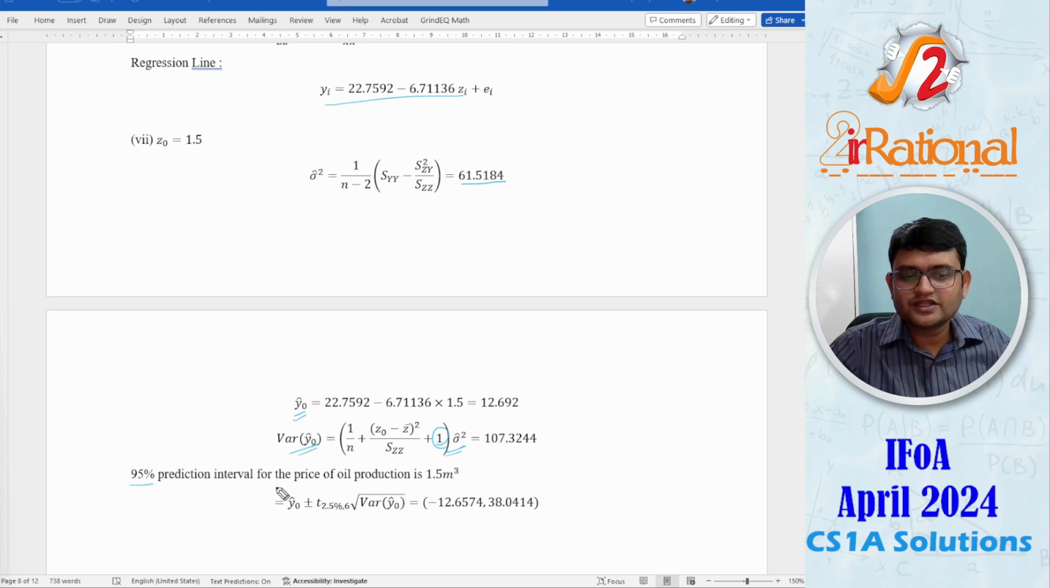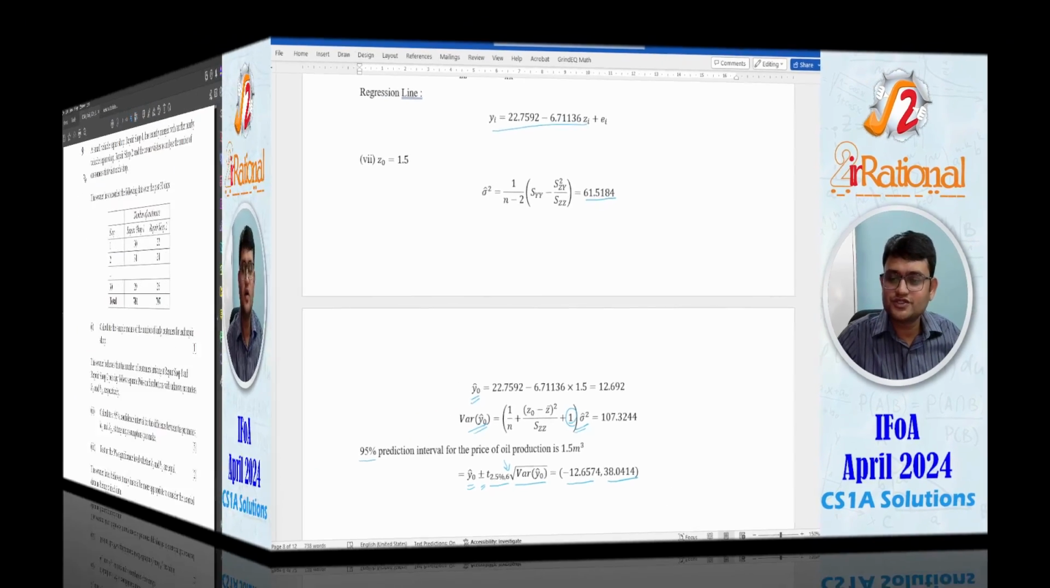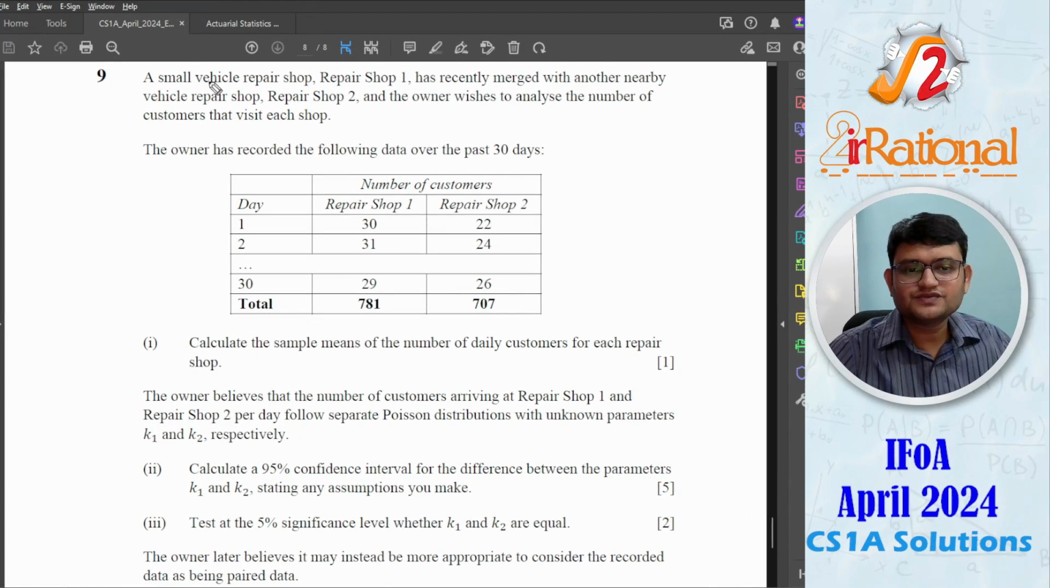Then for calculating the 95% confidence interval, we'll have y hat plus minus the t distribution with the degree of freedom of n minus 2 under root of variance of the response. So the confidence interval I get is minus 12.657 to 38.041. Let's go to the next question. Let's see the last question.